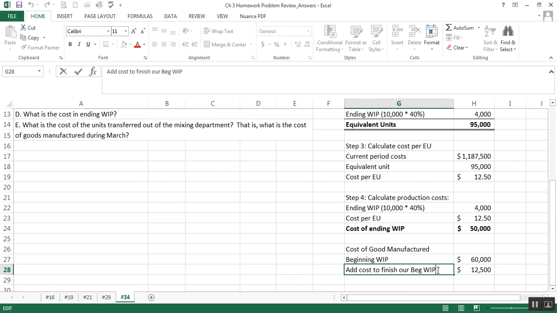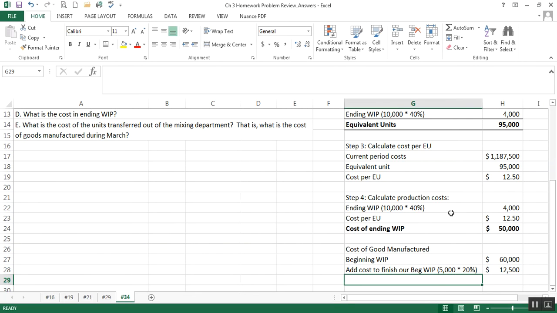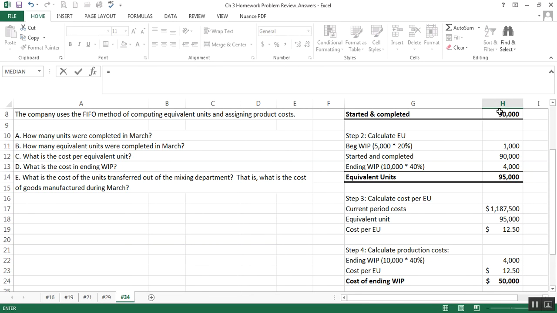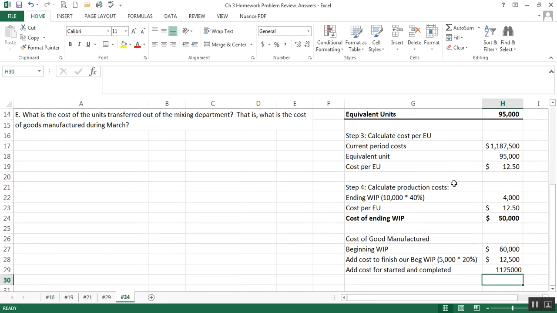Okay, so our beginning WIP is 5,000 times 20%. That's what we need to finish still. Then we're going to add the cost for started and completed. So that is going to be our 90,000 times our $12.50 per unit.